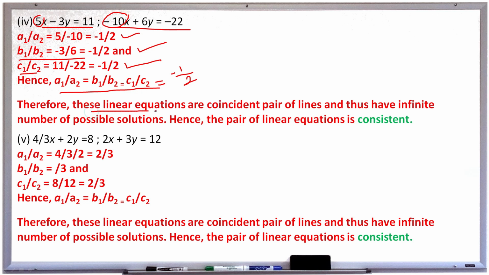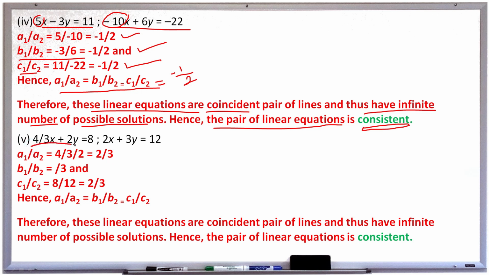These linear equations are coincident because all the values are equal. So they have infinitely many possible solutions. The pair of linear equations is consistent. If it has more than one solution, then we can say it is consistent.